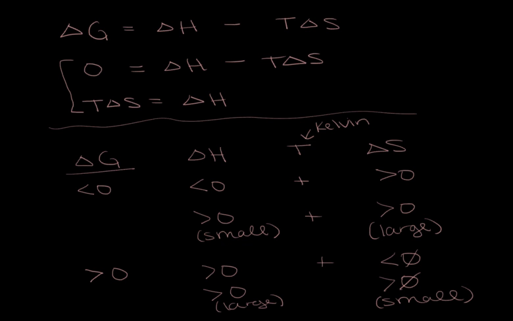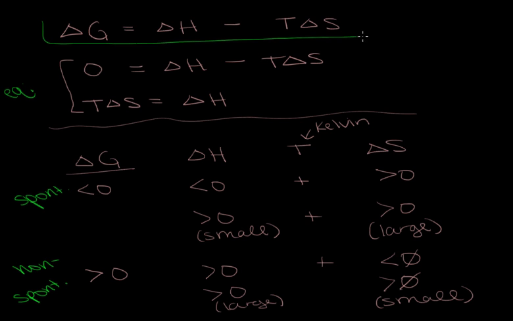so there you have it. You can predict the situations in which delta G will be at equilibrium, when it will be spontaneous, or when it will be non-spontaneous, based on this equation and the relative values of delta H and T delta S.